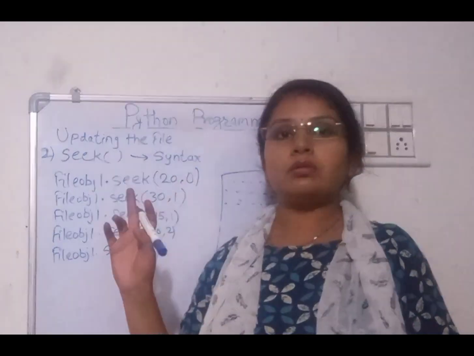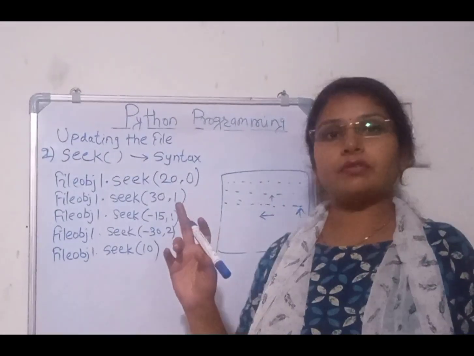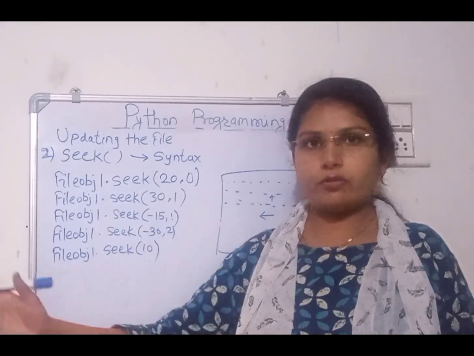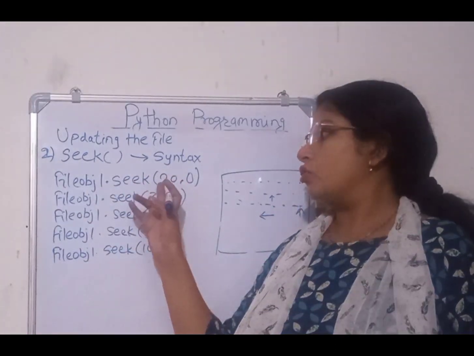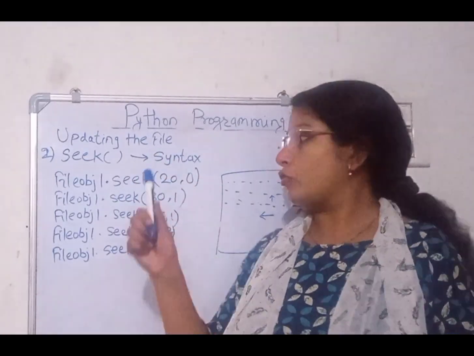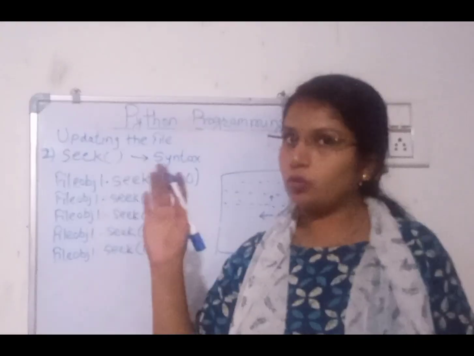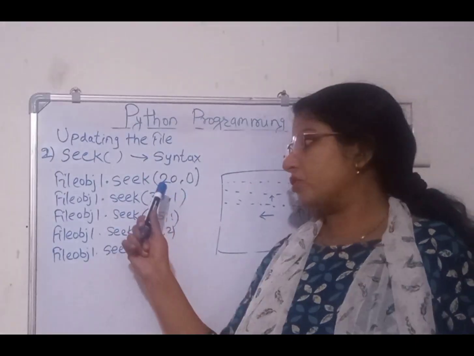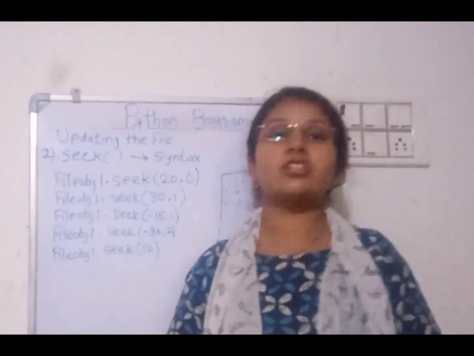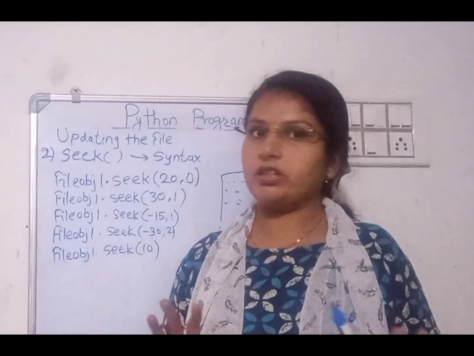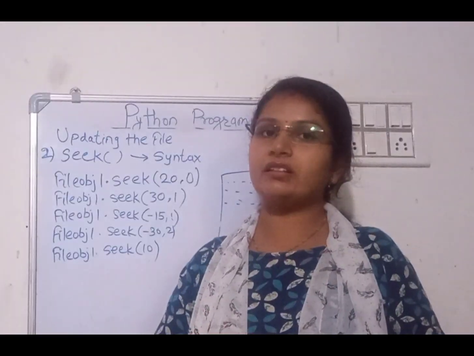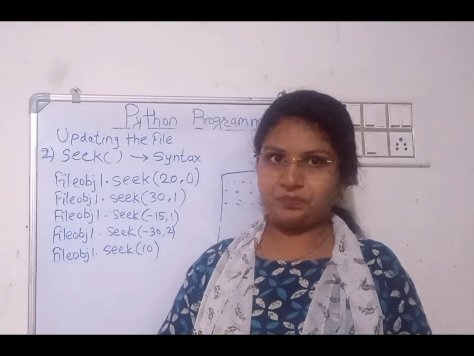And for 0, you are already at the beginning of the file, so you can't go backward. You always go forward for the 0th mode, so you will give a positive value only. For 0 you can't give negative, only positive. For 1 you can mention positive also, negative also, and for 2 you mention the negative value only, not positive. And if you are not mentioning any mode, by default it will be considered as the 0th mode, right?